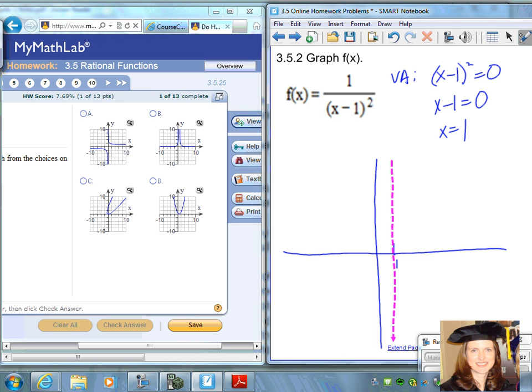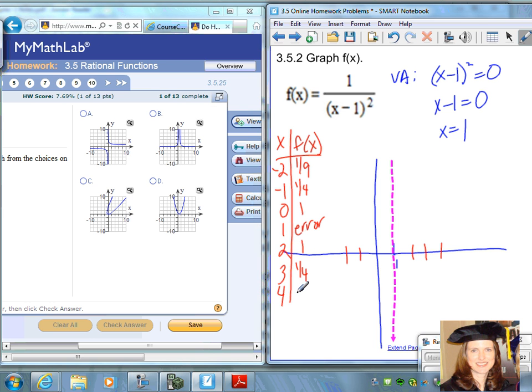The graph is going to get closer, but it won't touch that vertical line. So then you want to choose some points. For example, I would choose a couple points to the left and a couple points to the right. Let's perhaps say -2, -1, 0. If you put 1 in, you're going to get an error. 2, 3, and 4. If you plug -2 into this function for x, you're going to get 1/9. Plug in -1, you get 1/4. Plug 0 in, you get 1. Plug in 2, you get 1. Plug in 3, you get 1/4. And plug in 4, you get 1/9.